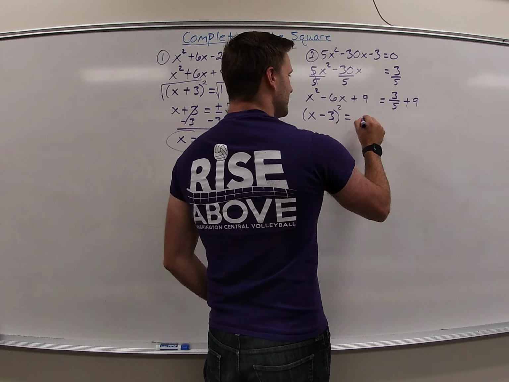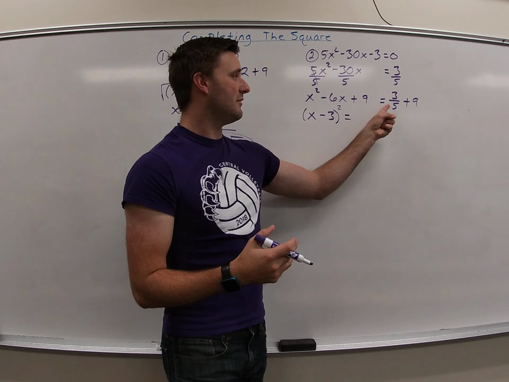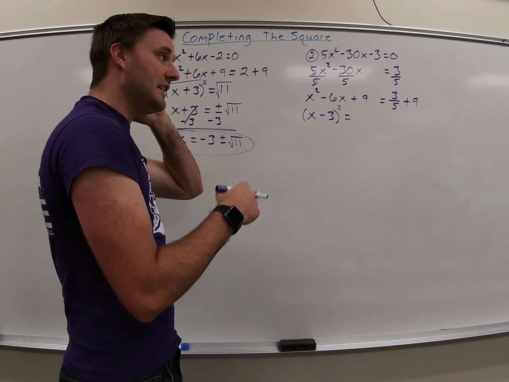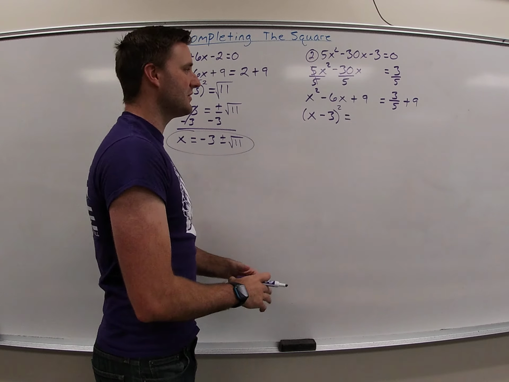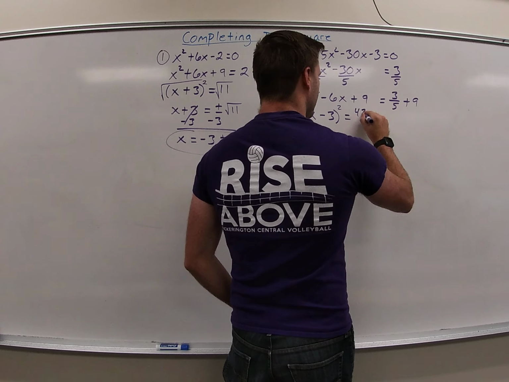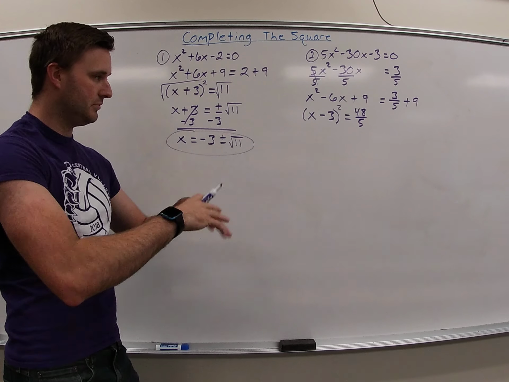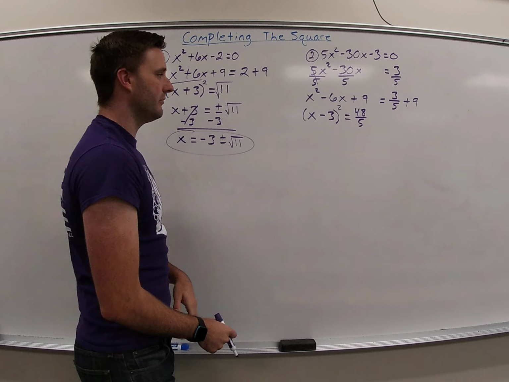And then this equals, now we have to combine these. So in your calculator, you could do parentheses, 3 divided by 5, parentheses, plus 9. And if you hit math, enter, enter, it'll find a common denominator and reduce that fraction down for you. So you should get 48 over 5. Okay, so put that in your calculator, 3/5 plus 9, math, enter, enter, 48 over 5 is what you get.